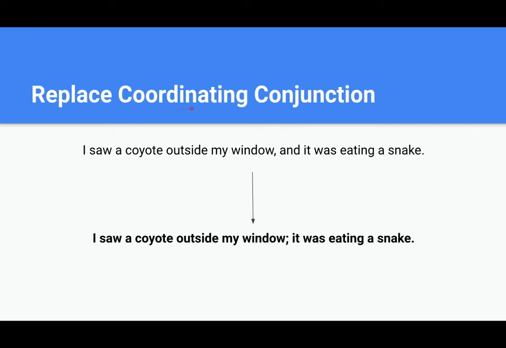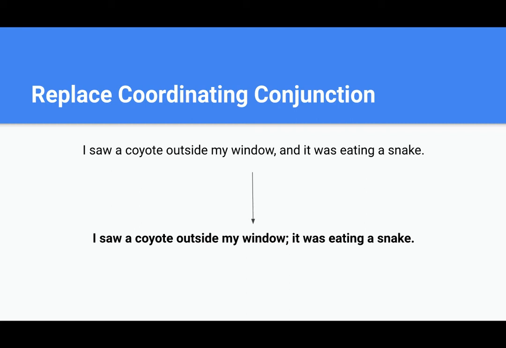All right, so number two, replacing a coordinating conjunction. Just as a reminder to you, a coordinating conjunction, those are your fanboys: for, and, but, nor, so, yet. I think that's all of them. So if you look here with this sentence, I saw a coyote outside my window, comma, and it was eating a snake. So this comma is combining these two independent clauses.